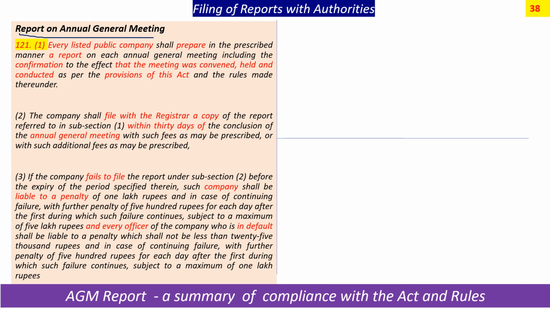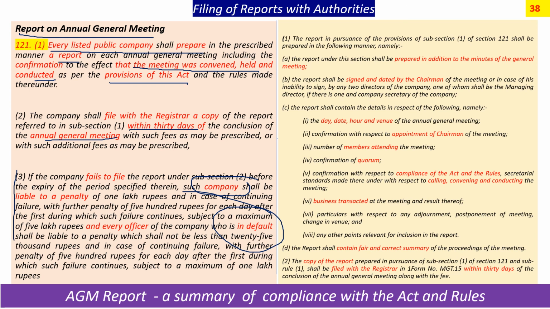And the company also has to prepare a report on the annual general meeting. Every listed public company shall prepare a report once the meeting is over that the meeting was convened, held and conducted as per provisions of the Act. And a copy of the report will be filed within 30 days of the annual general meeting. And any failure will attract penalty for both company as well as the officer in default. This report is in addition to the normal report which will be prepared by the company. It will be signed by the chairman.